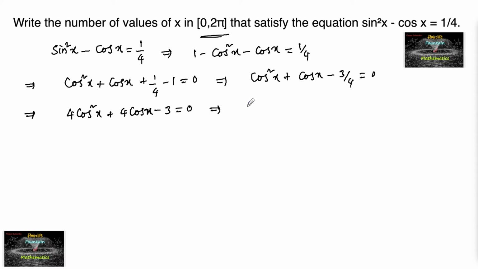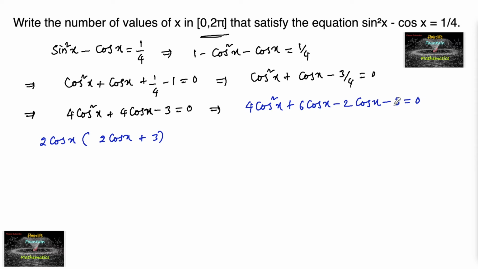So we can write this as 4 cos square x, and since 4 into minus 3 is minus 12, let me write 6 cos x minus 2 cos x minus 3 equals to 0. From the first two terms I can take 2 cos x common, so we can write 2 cos x plus 3, and from the last two terms we can take minus common, so we have 2 cos x plus 3 equals to 0. So we can write 2 cos x plus 3 equals to 0, or 2 cos x minus 1 is equal to 0.